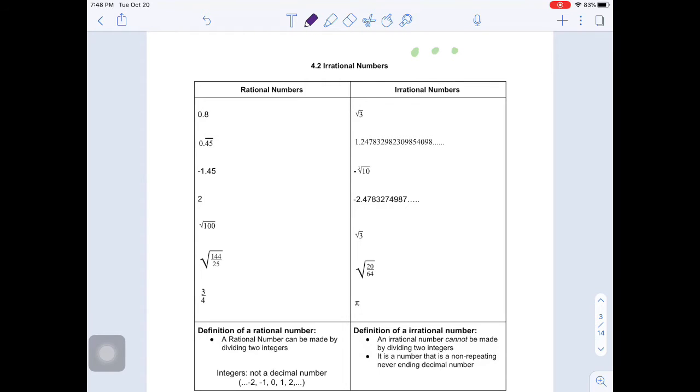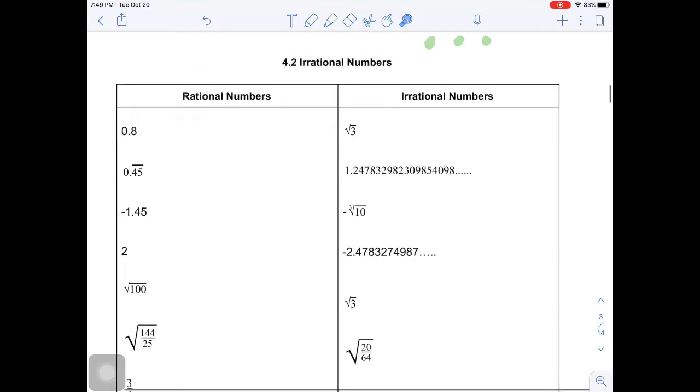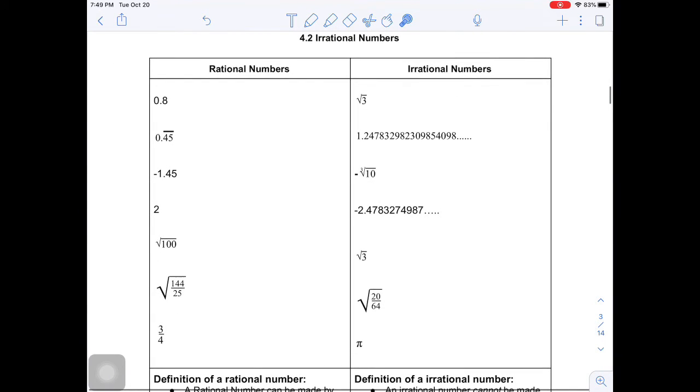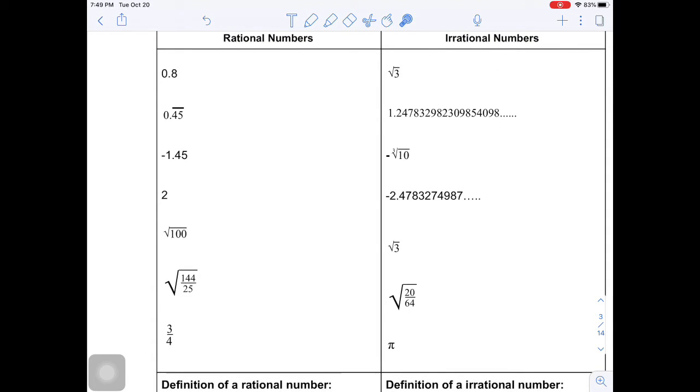So we are now on to 4.2, which is all about irrational numbers. First of all, we have to be able to describe what a rational number is. Here we can see a list of rational numbers. Later we'll put more of an actual definition to it, but for right now let's just see what the pattern is for rational numbers here.